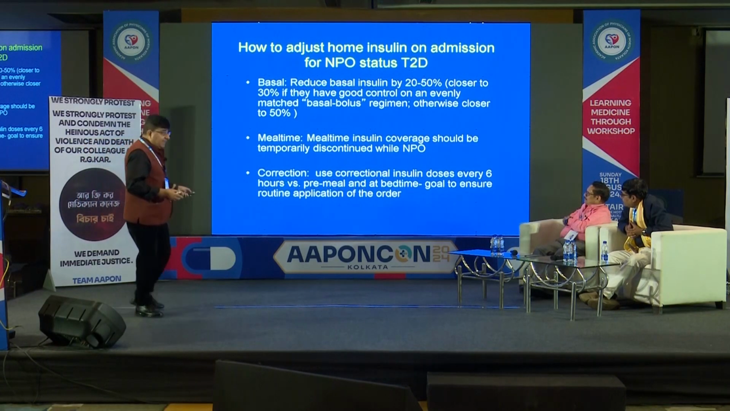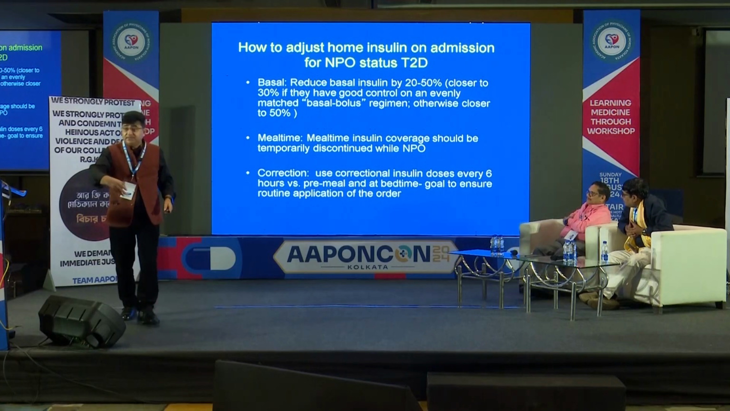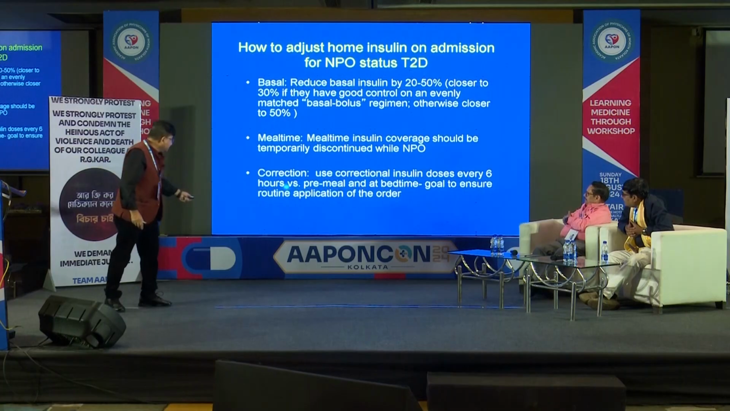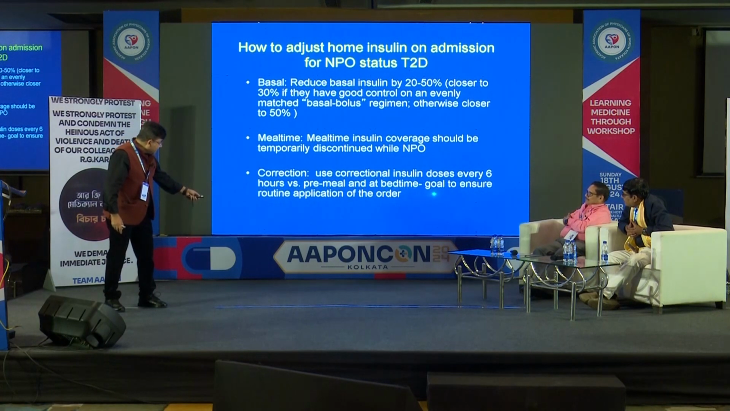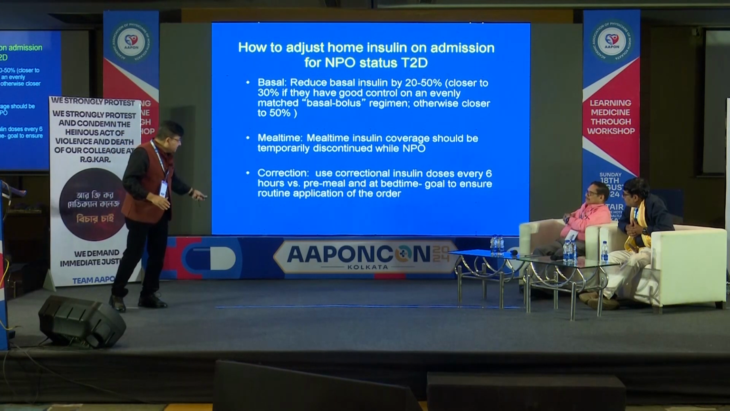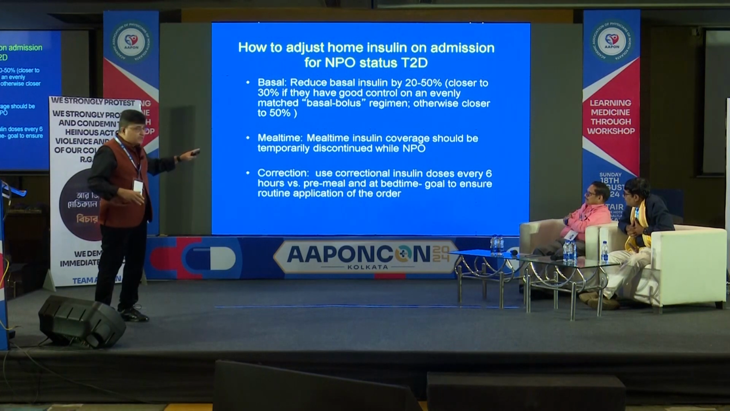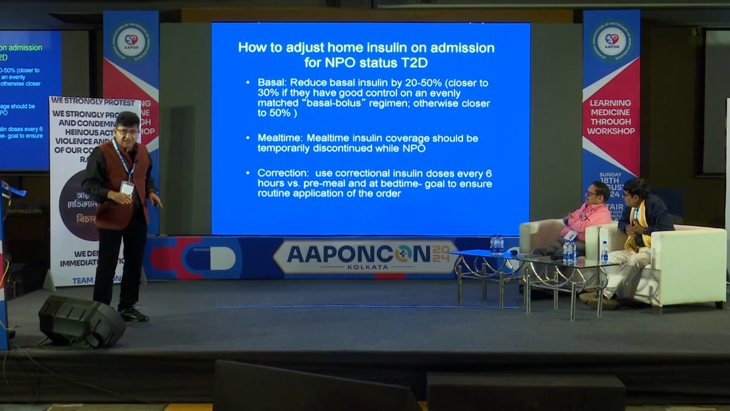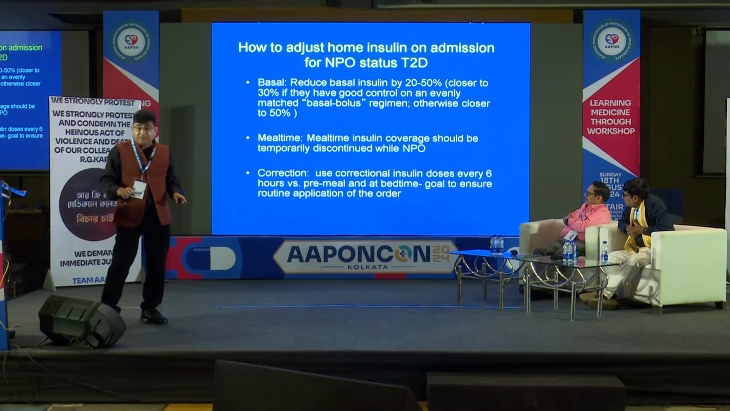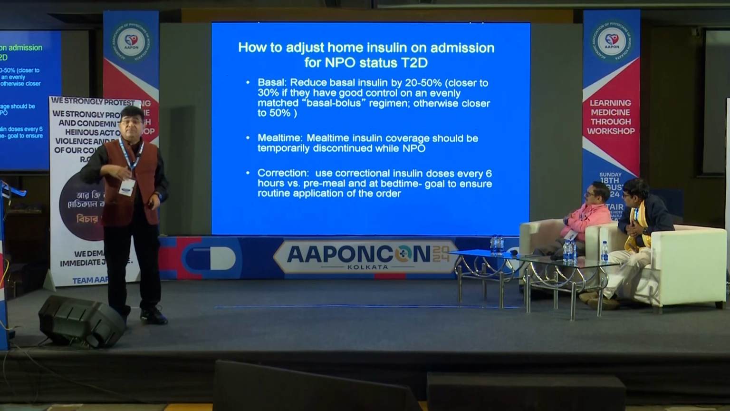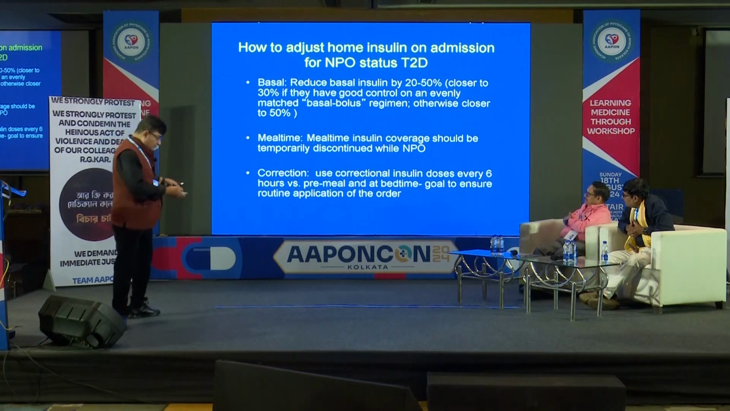Okay, but again, the blood sugar might rise throughout the procedural period. There again you have to use a correctional insulin dose every 6 hours and at bedtime, and your goal is to ensure proper application of the order. Your sisters may follow it. This is a bit complex and quite variable depending on the situation, so there is no fixed guideline. So first you have to think about reducing in a not sick patient, stable patient admitted for a procedure. And then you have to use correction scale if the blood sugars are rising. So that's how you go ahead with this.